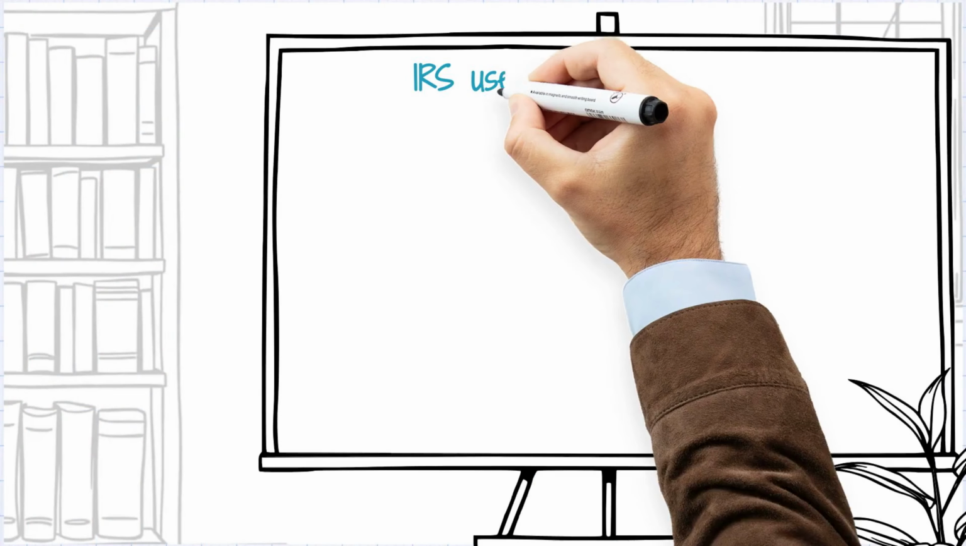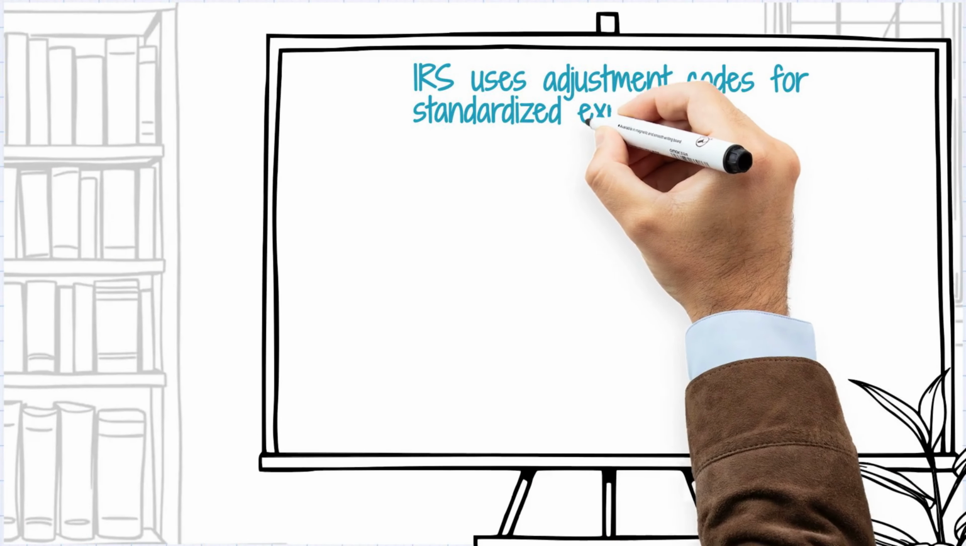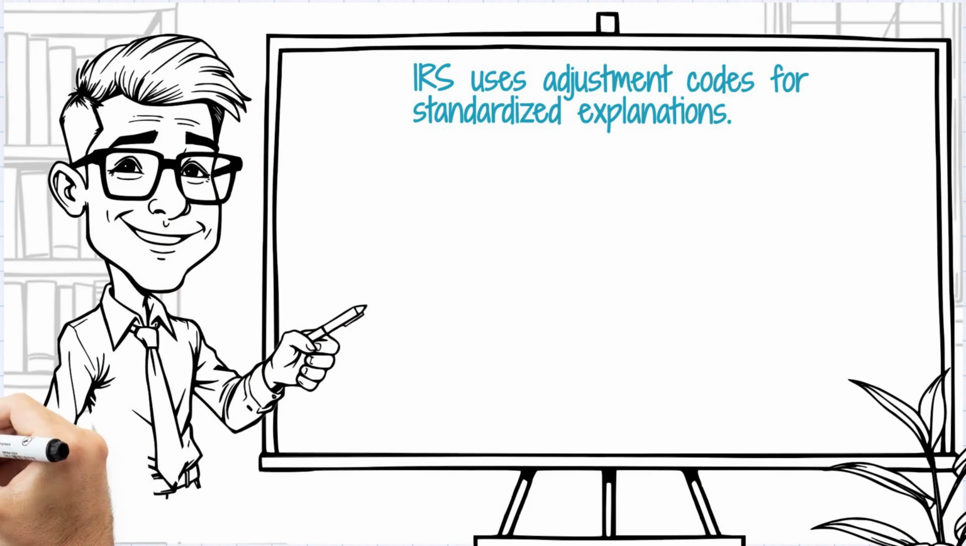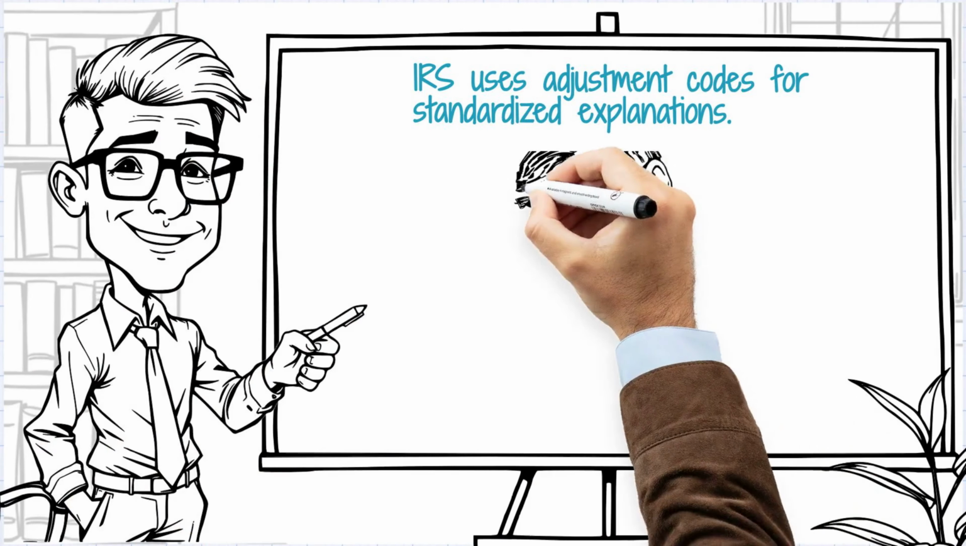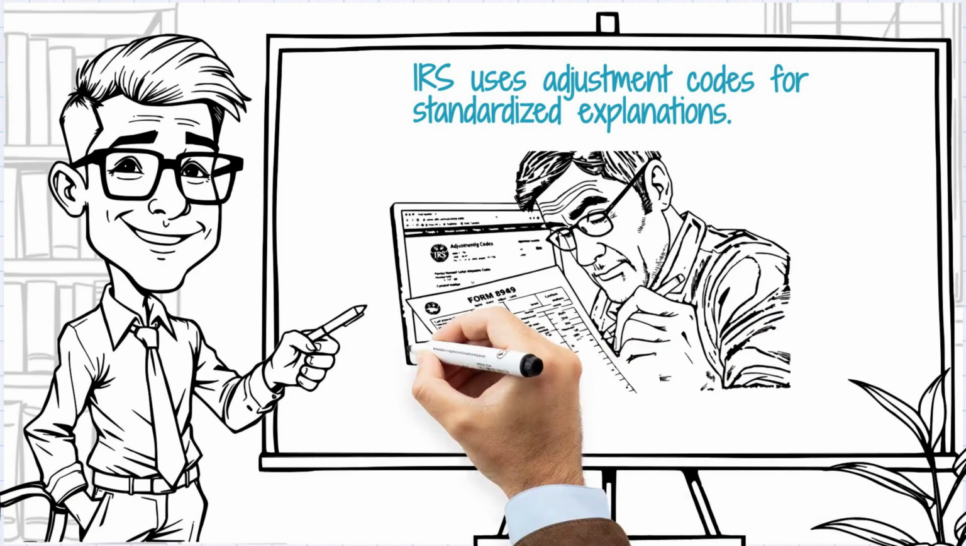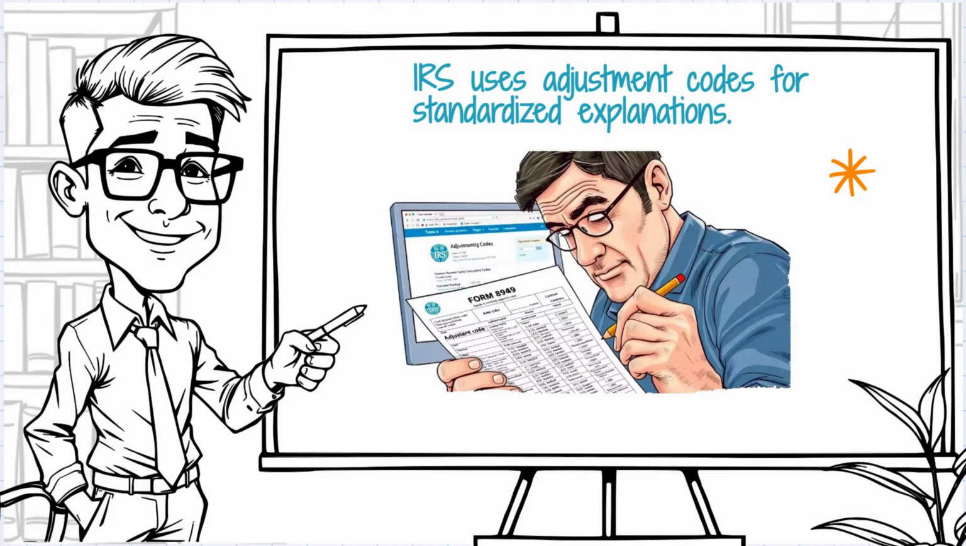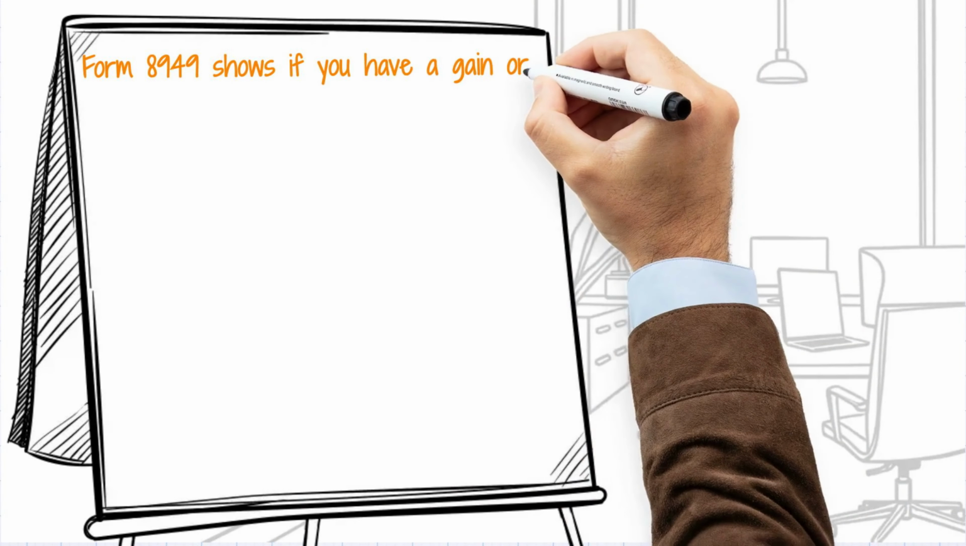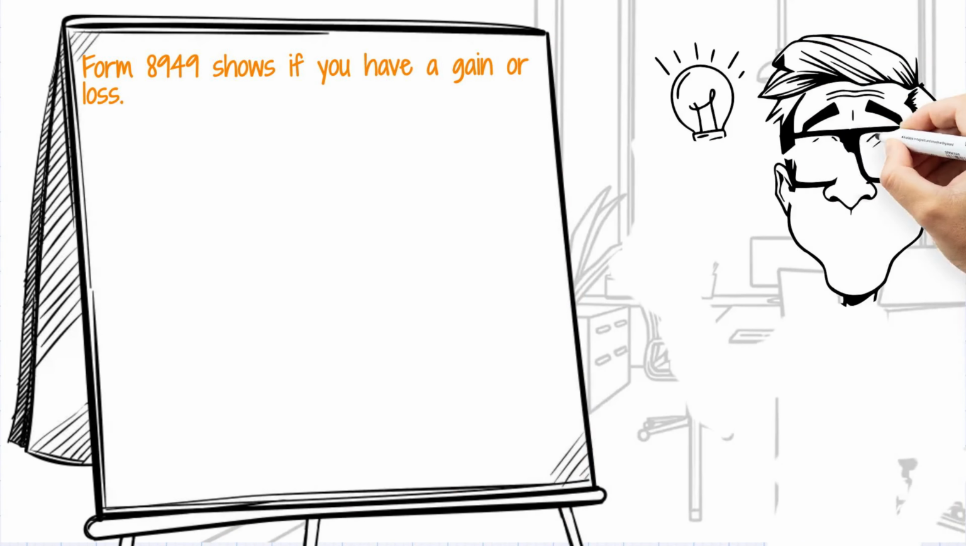Instead of writing explanations, the IRS uses adjustment codes. Each code signals why a change was made. This keeps the form standardized and easier for IRS systems to process. Once adjustments are applied, the form shows the final gain or loss for each transaction. This is the moment where everything comes together. A positive number means a gain, a negative number means a loss.